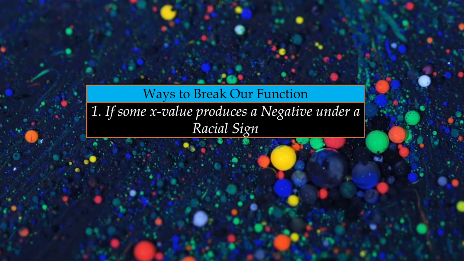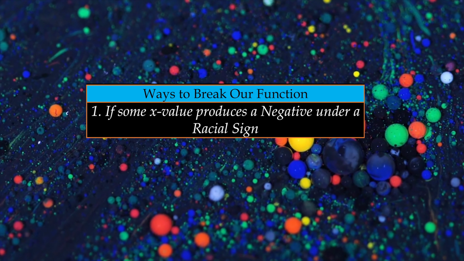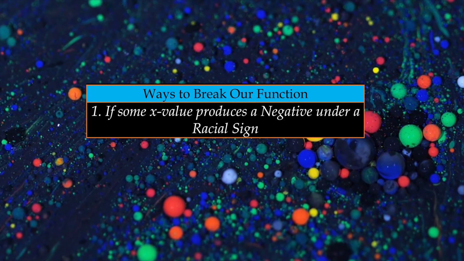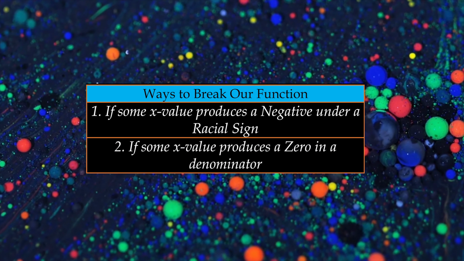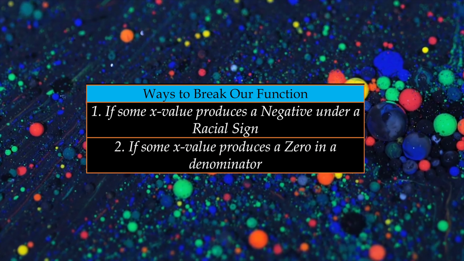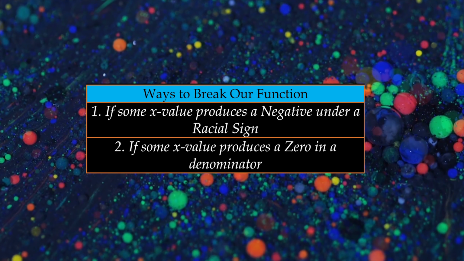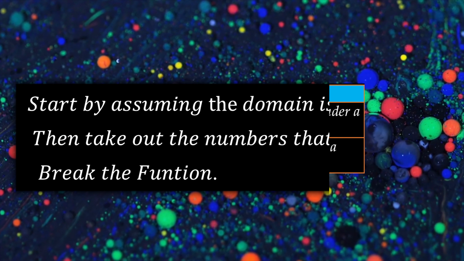So if we input some x value that produces an i or a negative under the square root, we have to restrict it from our domain. The second way that we can break our function is if our x value produces a 0 in a denominator. Remember, we can never divide by 0.